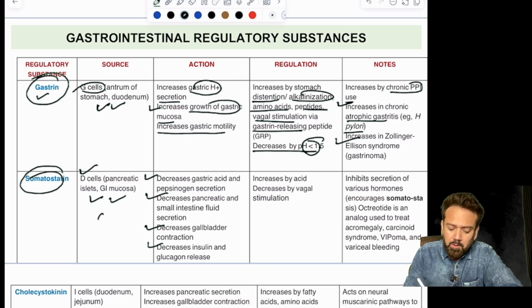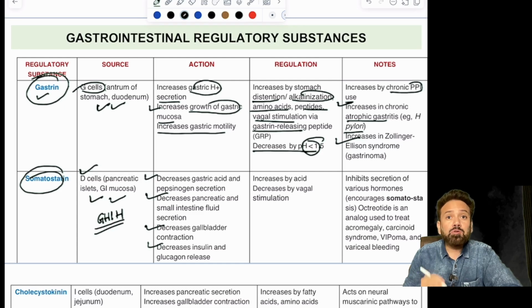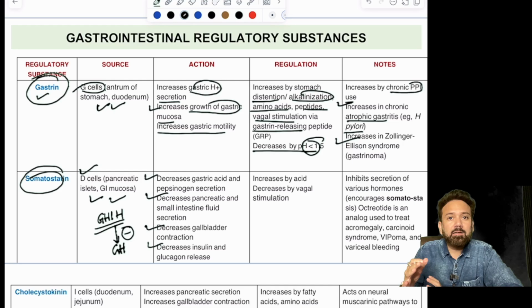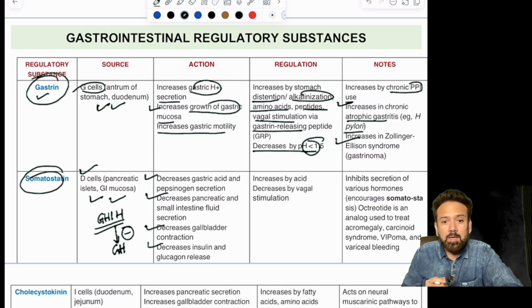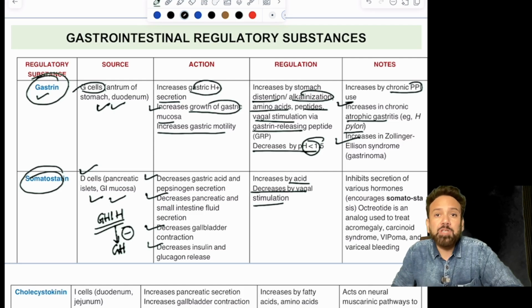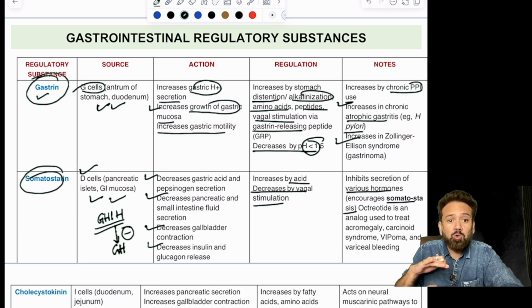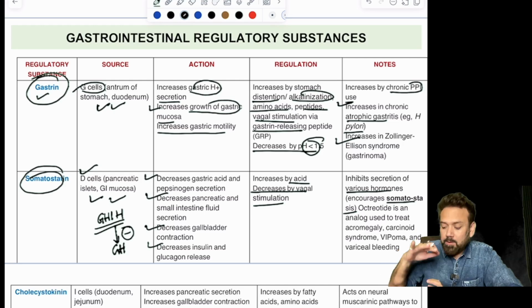Do you remember? Growth hormone inhibitory hormone is somatostatin. Somatostatin is also called growth hormone inhibitory hormone. Why? Because it also decreases growth hormone. It is increased by acid and decreased by vagal stimulation. So it inhibits secretion of various hormones. Somatostatin decreases growth hormone.